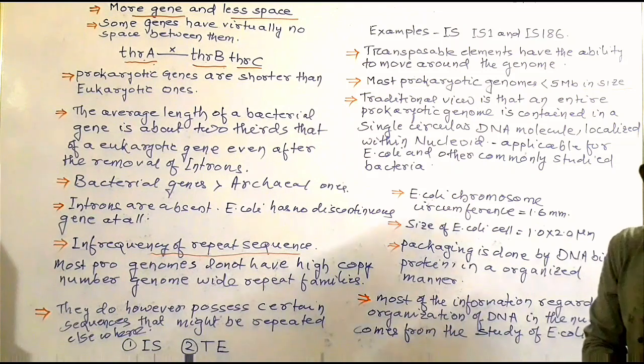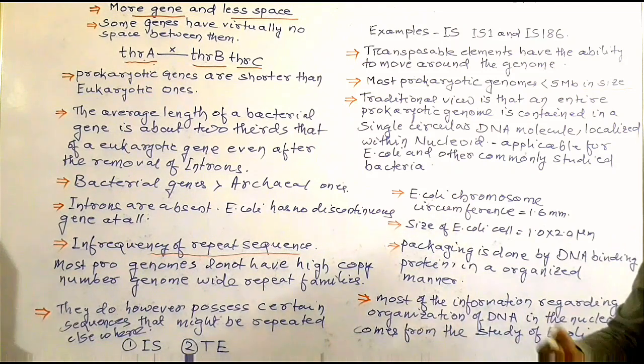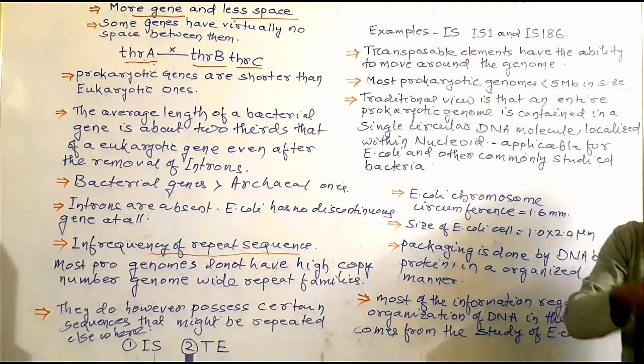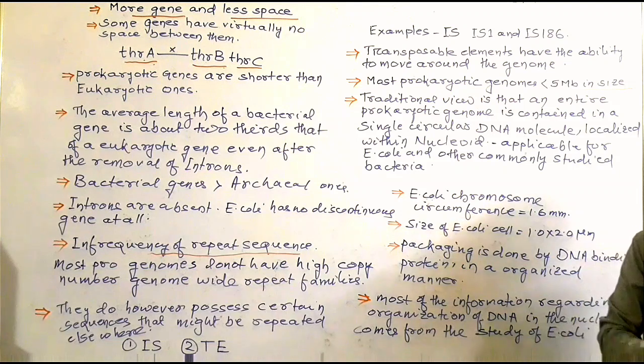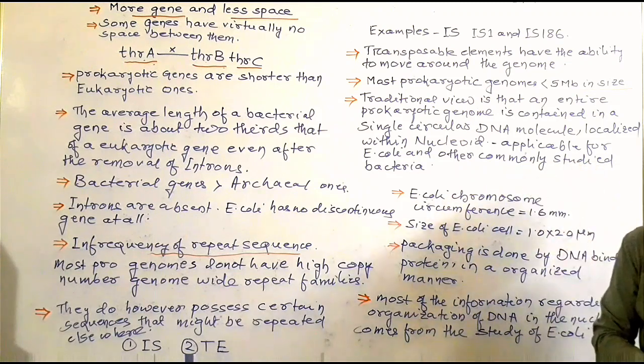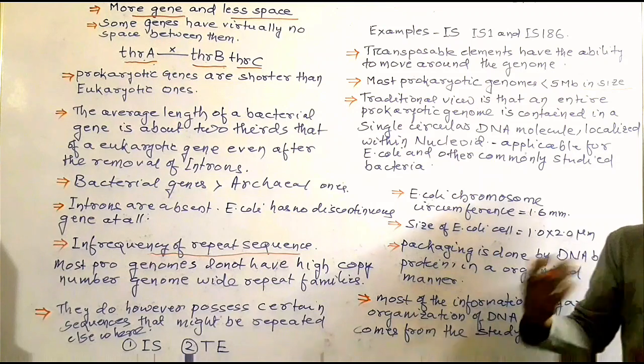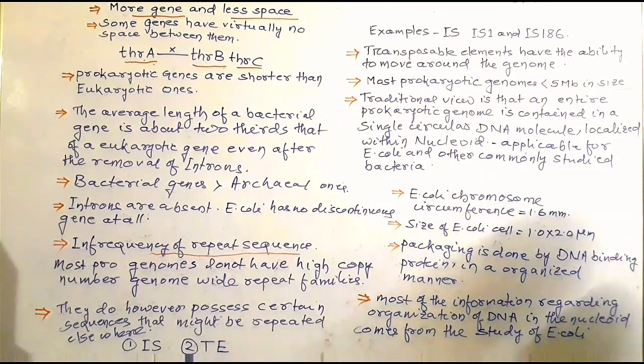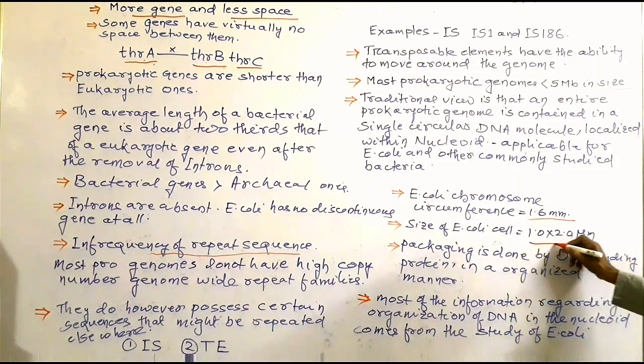Regarding prokaryotic genome organization, the traditional view is that an entire genome is contained within a single circular DNA molecule. This traditional view is applicable to E. coli and other commonly studied bacteria, but it is not applicable in some cases. The circumference of the E. coli chromosome is 1.6 mm, whereas the size of the E. coli cell is 1.0 by 2.0 micrometer.